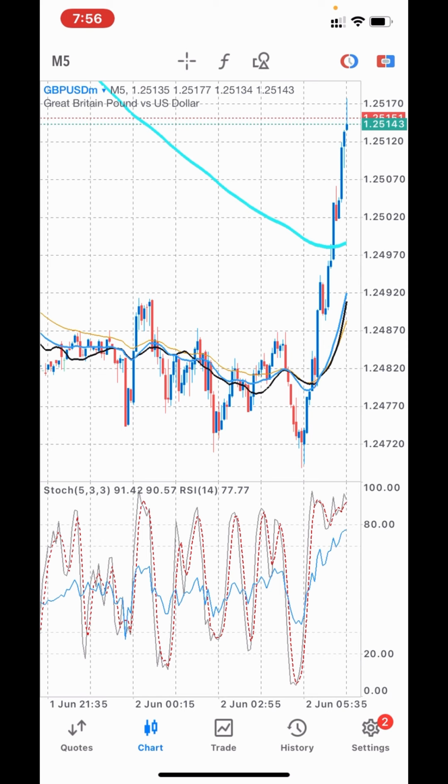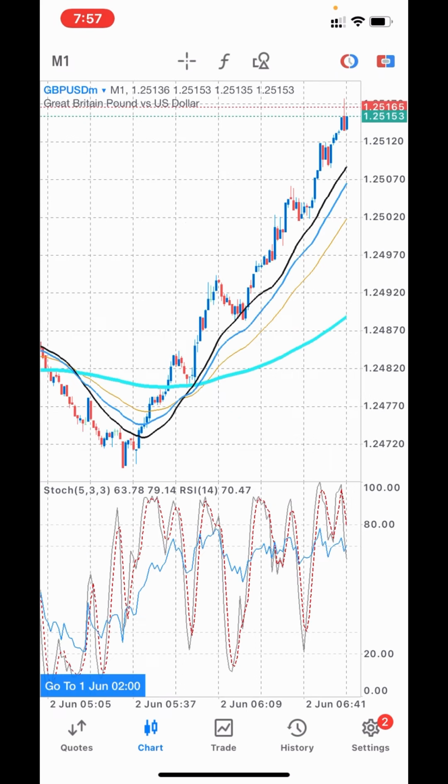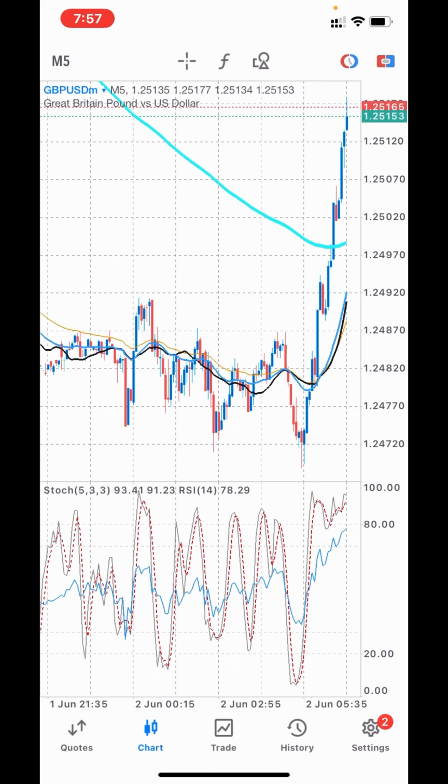Do you understand? So it works best on the 1 and 5 minutes. Let me see the 15 minutes. As you can see, the 15 minutes is not even doing anything yet. So it works best on the 1 minute and the 5 minutes. So basically it's for scalping. At least your TP should be not more than 10-15 pips. So that's it guys.